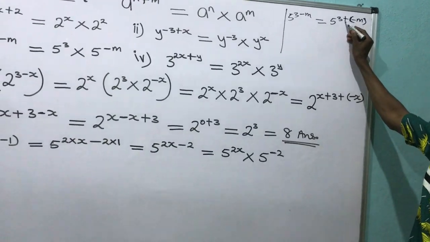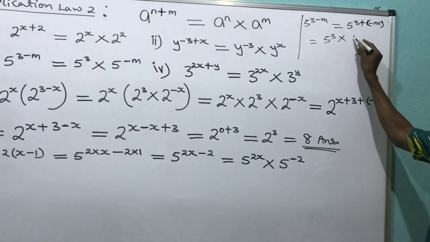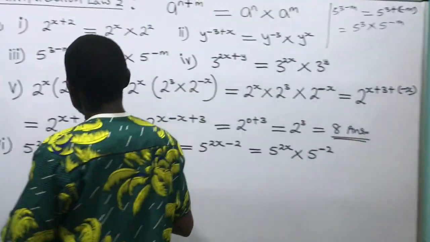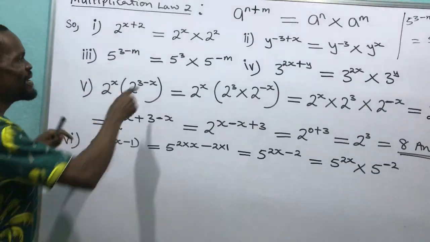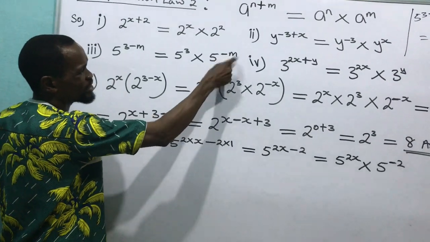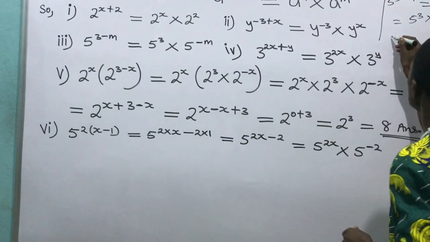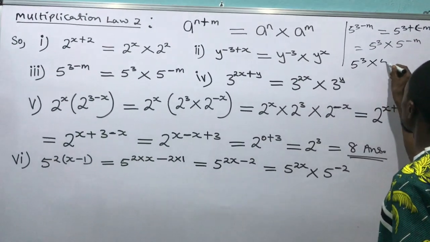And this now comes to be equal to 5 raised to the power 3 times 5 raised to the power minus m. And that's what we see here: 5 raised to the power 3 minus m can be written as 5 raised to the power 3 times 5 raised to the power minus m.